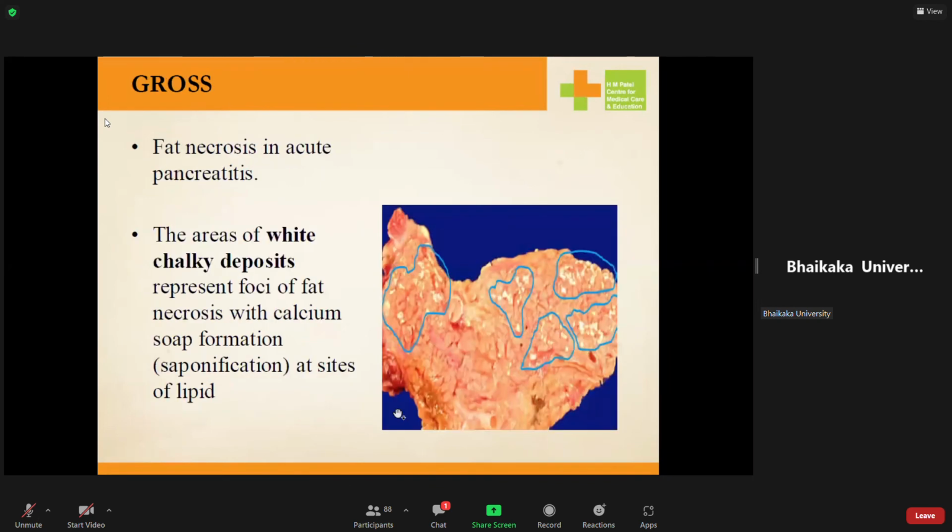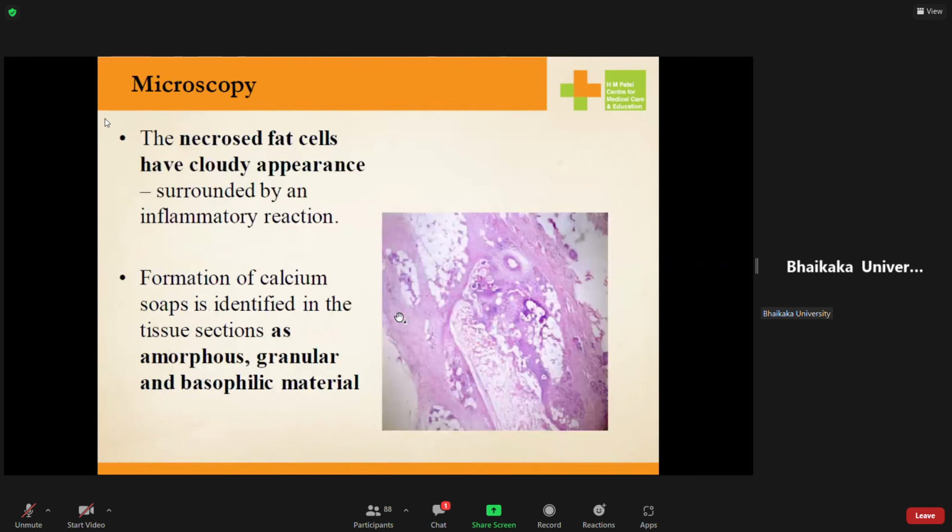So whenever acute pancreatitis develops, these chalky white deposits are seen on the surface of the pancreas, and that is called fat necrosis or fat saponification. And on microscopic examination, these necrotic fat cells give a cloudy appearance. Here, they are the necrotic fat cells, and it gives a cloudy appearance. If it is of long standing, it gives an amorphous granular appearance. Here you can see the amorphous granular appearance of the basophilic material.